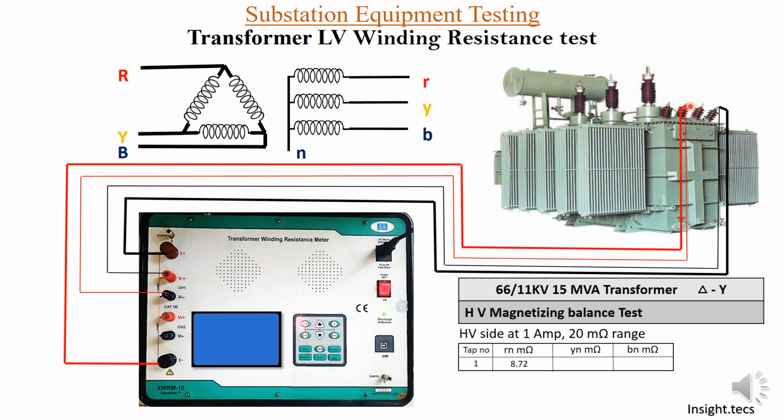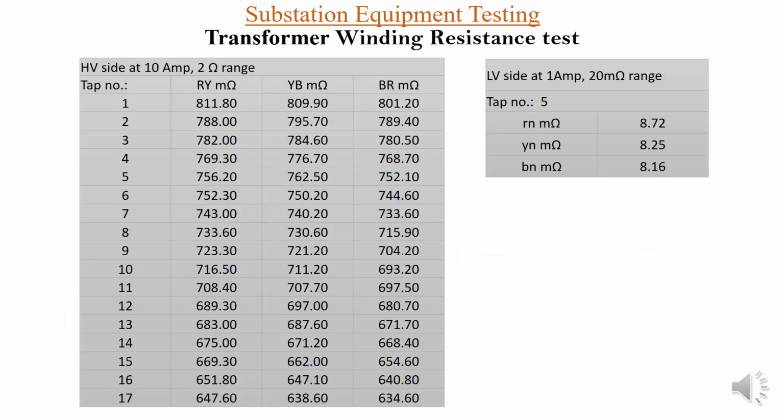And similarly when we want to measure yn, you have to change this to y, and you can turn on the switch and measure here, that is 8.25 milliohms. And for B phase similarly you will get 8.16 milliohms. So this is a conclusive table for all the results.